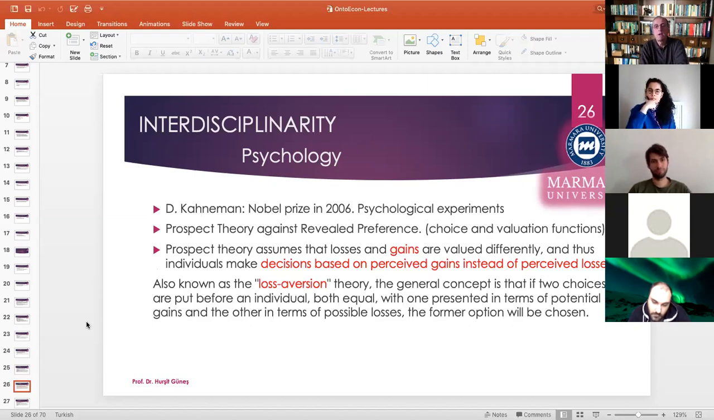Yes, I did tell you that Daniel Kahneman won his Nobel Prize in 2006 on psychological experiments. He proposed prospect theory against revealed preference, choice and valuation functions, to explain choice and valuation functions. As I said, the prospect theory assumes that losses and gains, the gains are in red, you see here in the presentation, are valued differently, not together. Because if you take them together, then you get the net gain of 50, they're both the same. But he has also in mind that there should be a gain. And thus individuals make decisions based on perceived gains instead of perceived losses.